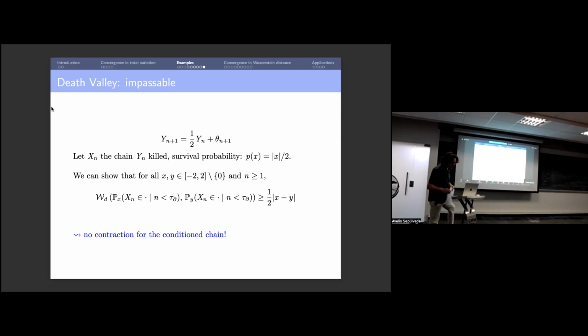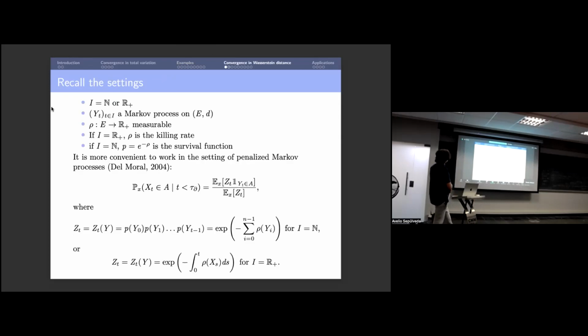So there's a difficulty. It's not as easy as it may look. This is the setting, I recall it once again. This is just to introduce some notation. All this I already said, the first part.